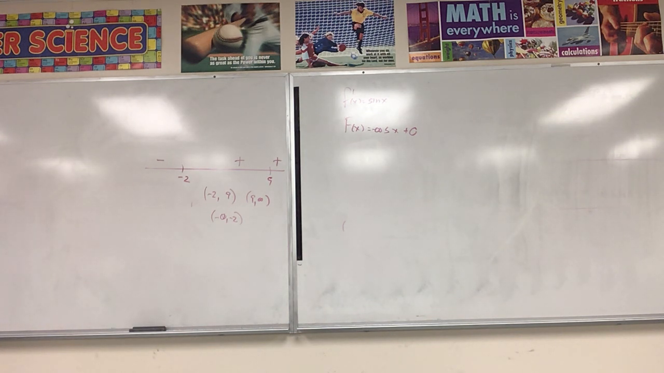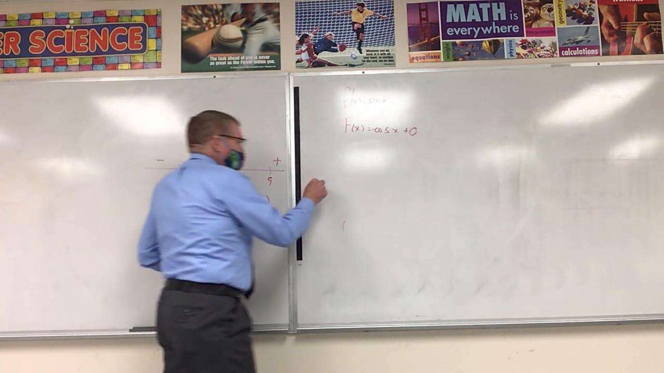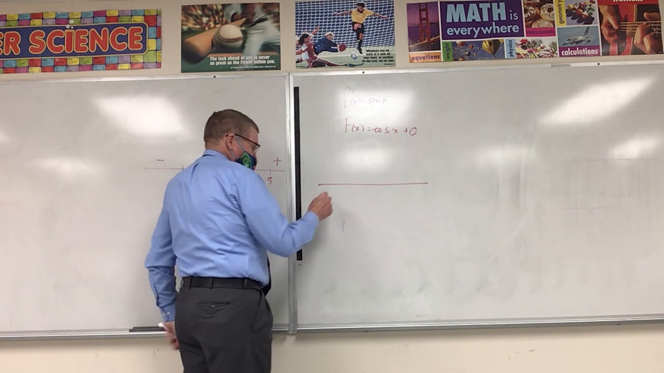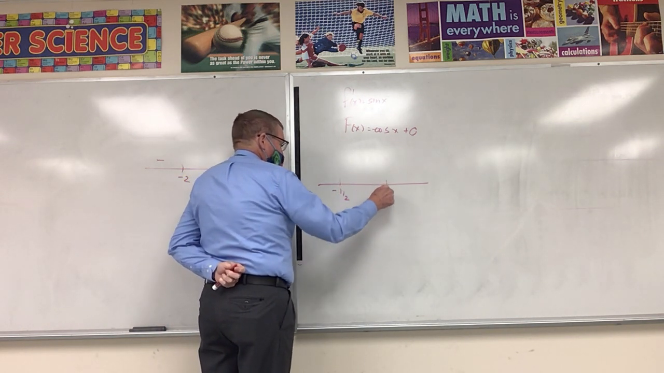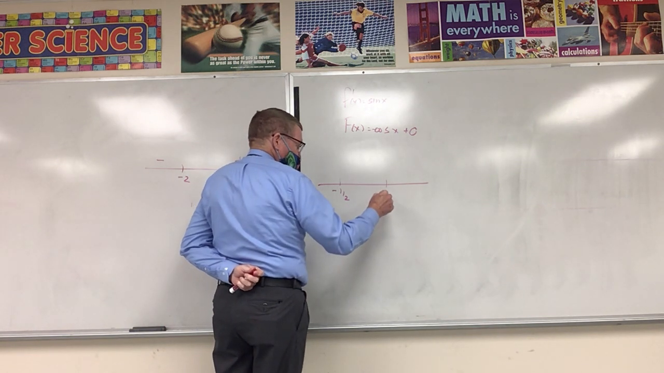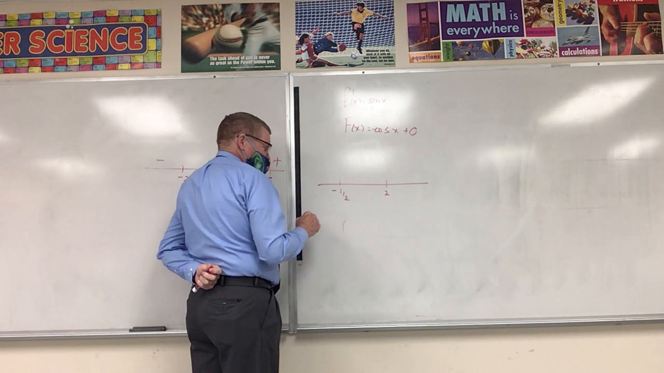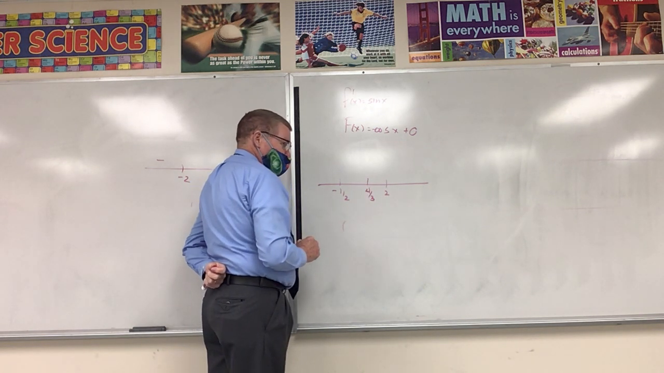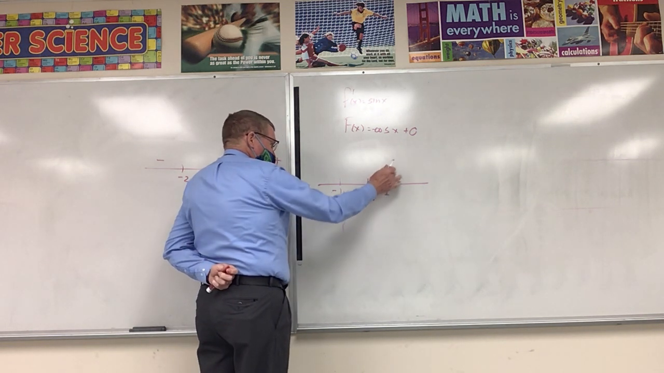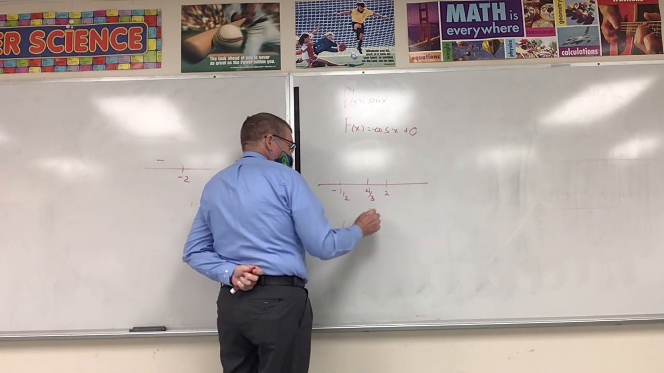All right, where's the next one? 8. All right? What are my zeros? Negative 2 and 4/3. Is 4/3 before 2 or after 2? Any others? No. All right, if I put a number bigger than 2 in, what do I get?